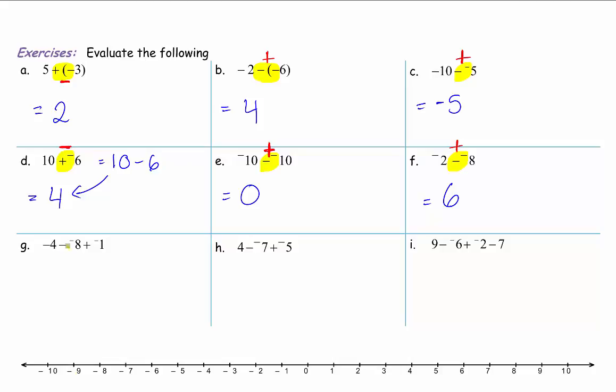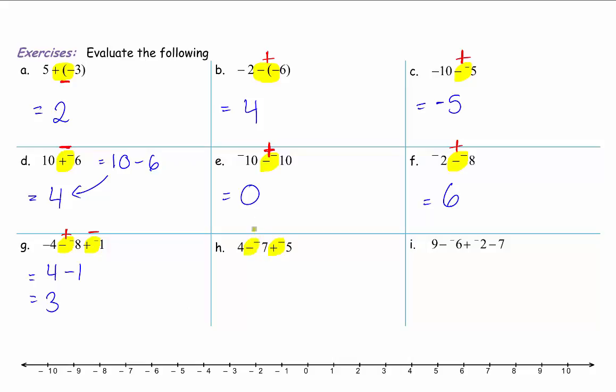Now I'm moving into three terms. I have two lots of double signs. Minus minus is a plus. Plus minus is a minus. So I've got negative 4 plus 8. So negative 4 plus 8 is 4. Take 1, 4 take 1 is 3. Sometimes it helps when you've got more than one term to write that interim step.